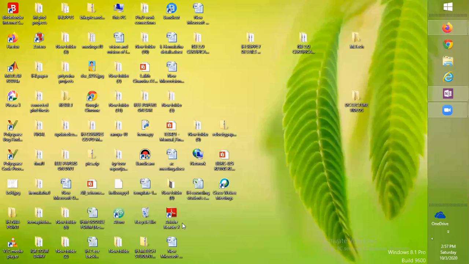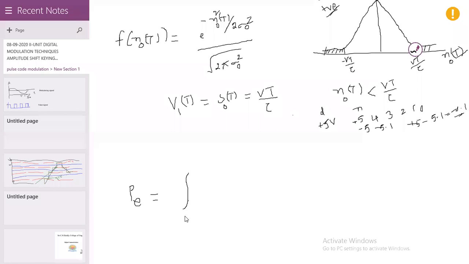Okay, so Pe, probability of error. Where do noise errors come from, where are the chances of errors? The noise voltage is from Vt by tau, that is the limit. So Vt by tau to infinity, and probability density f of n naught of t and d n naught of t. This is the probability of error's occurrence.